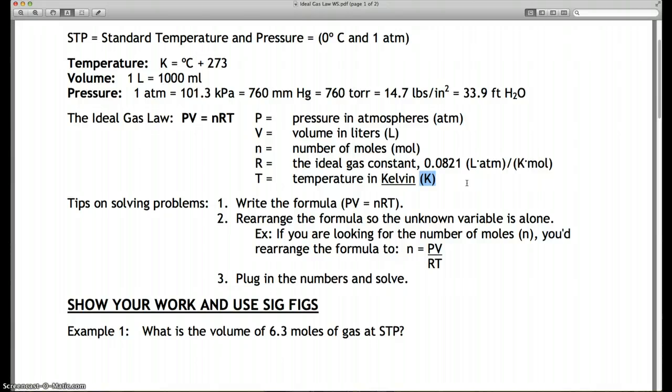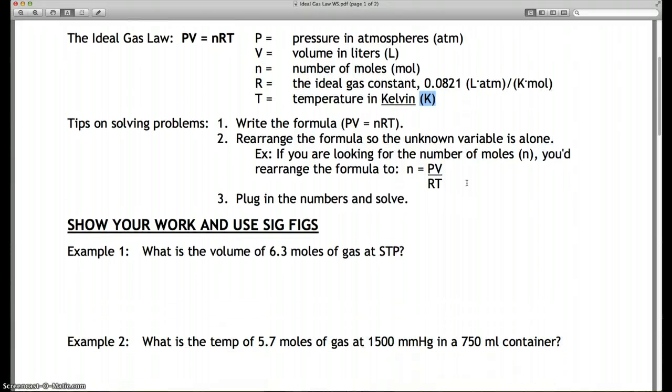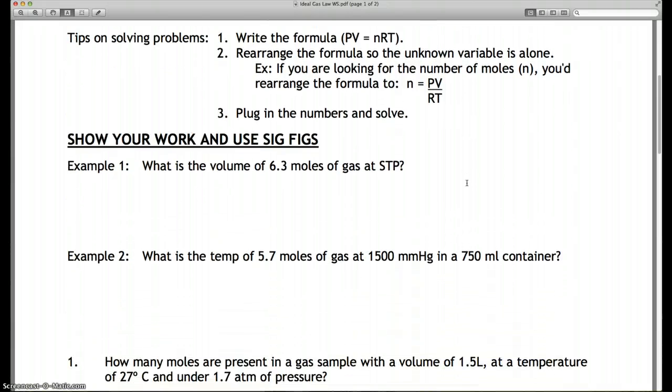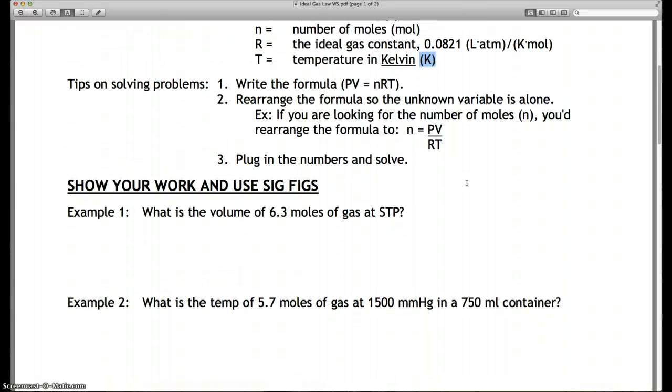Those are some little hints on how to solve these types of problems, but I'm just going to jump right in and do a couple of examples.